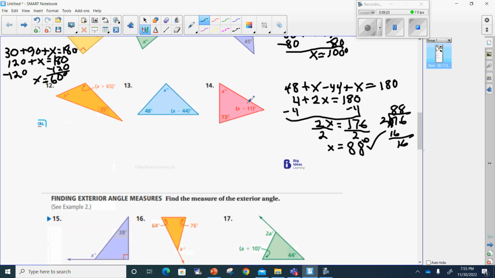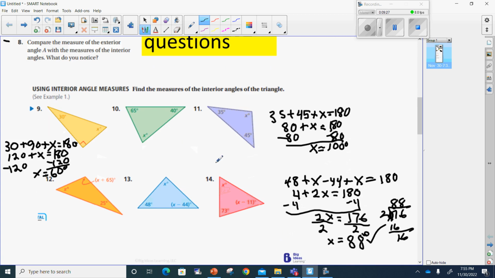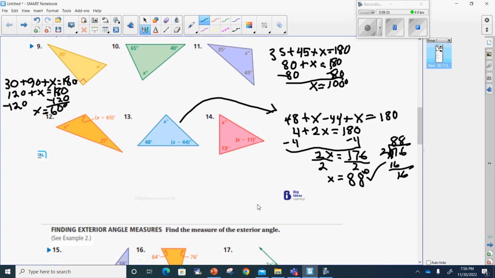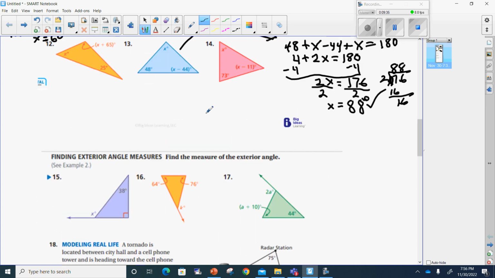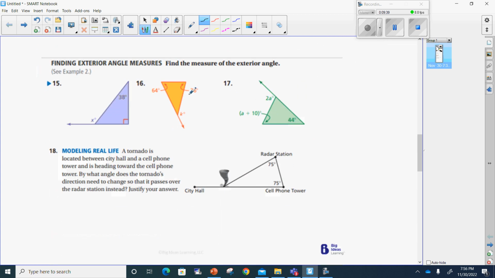All right. I can't believe this. Oh yeah, that was number 13. I forgot. All right, for a minute there, I thought I did number 14 because it was next to it. Let's go ahead and do number 15 next.